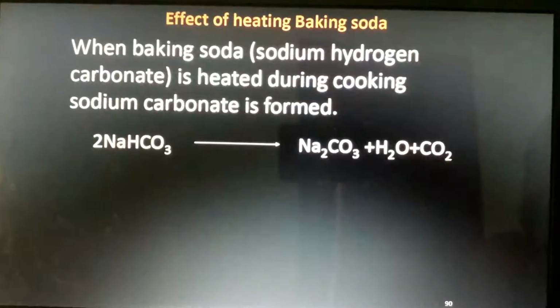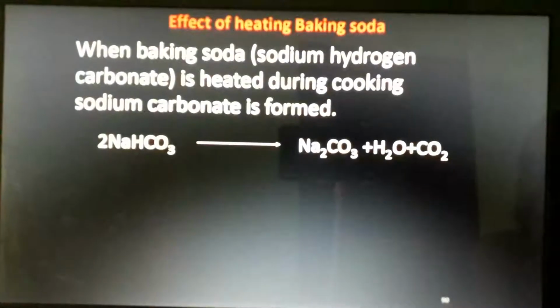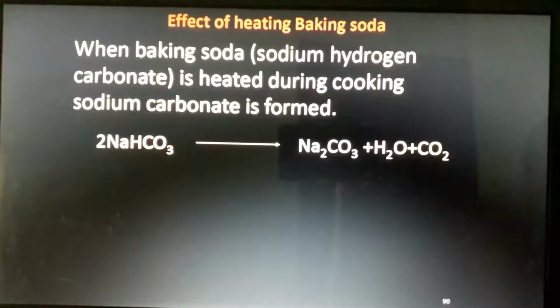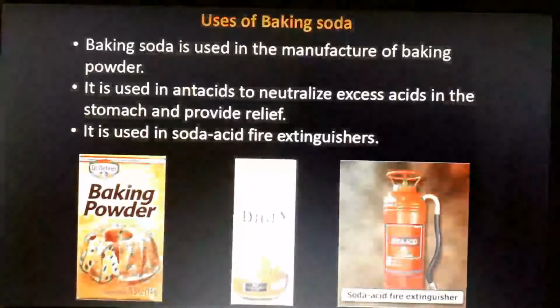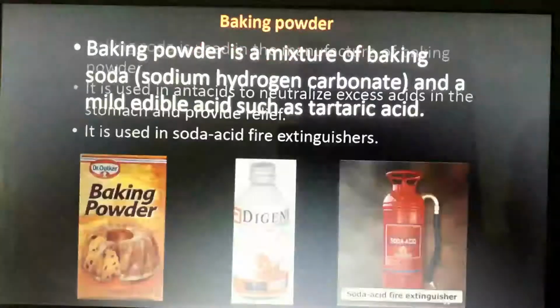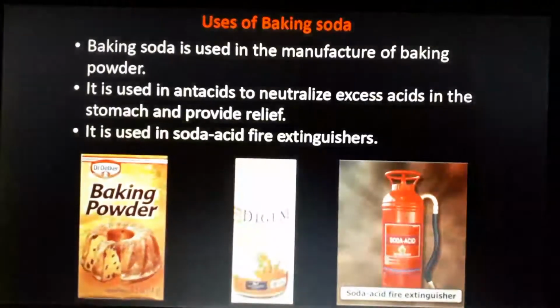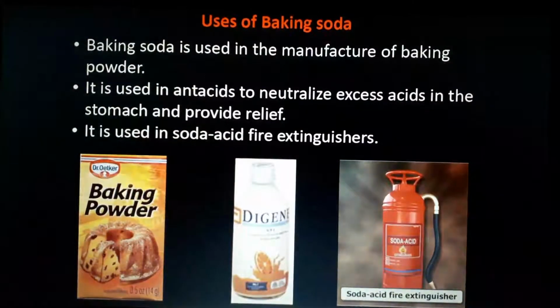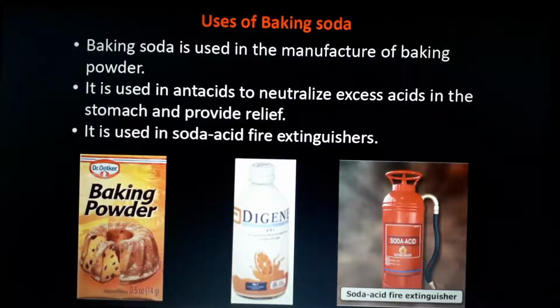Uses. First we can study the uses of baking soda. Baking soda is used in the manufacture of baking powder. It is used in antacid to neutralize excess acids in the stomach and provide relief. It is used in soda acid fire extinguisher. These are the three main uses of baking soda.